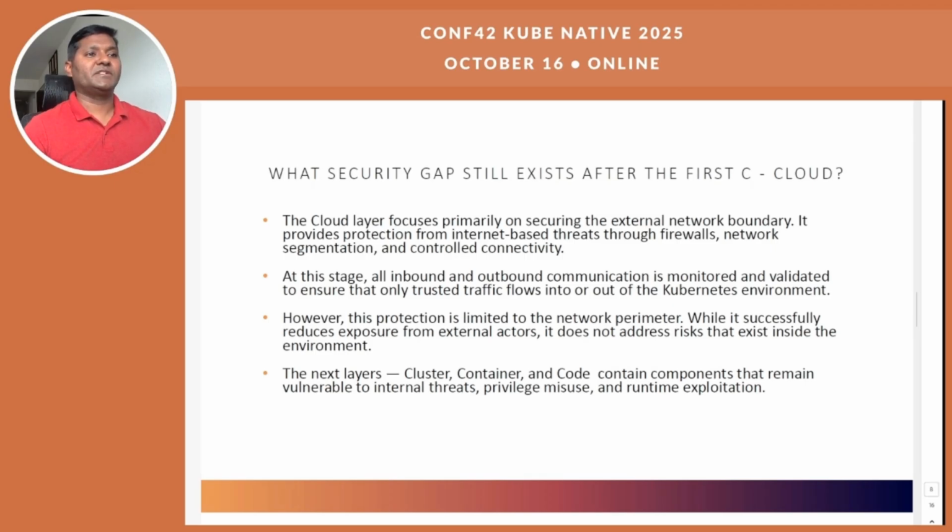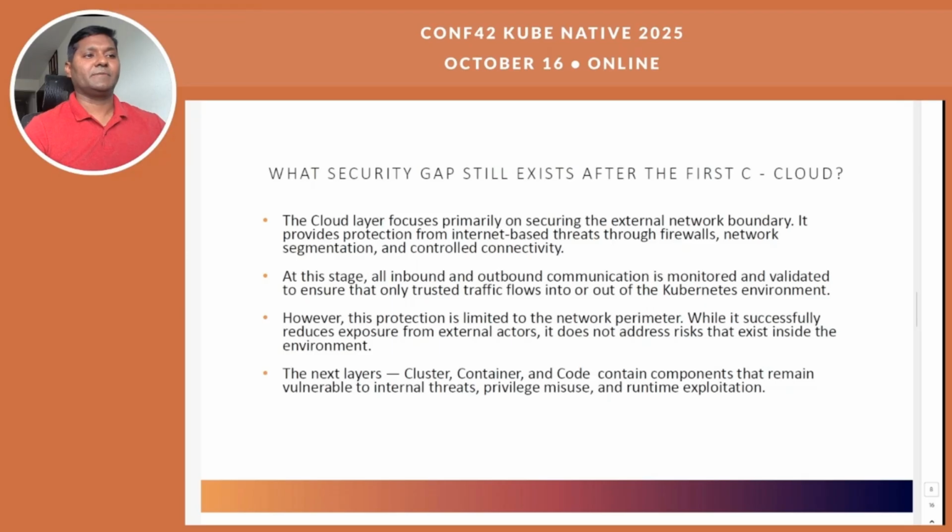However, this protection is limited to the network perimeter. While it successfully reduces the exposure from external actors, it does not address risks that exist inside the environment. The next layers, cluster, container, and core, contain components that remain vulnerable to internal threats, privilege misuse, and runtime exploitation. Therefore, deeper security measures are required to harden these inner layers, which will be defined in the following sections of the architecture.